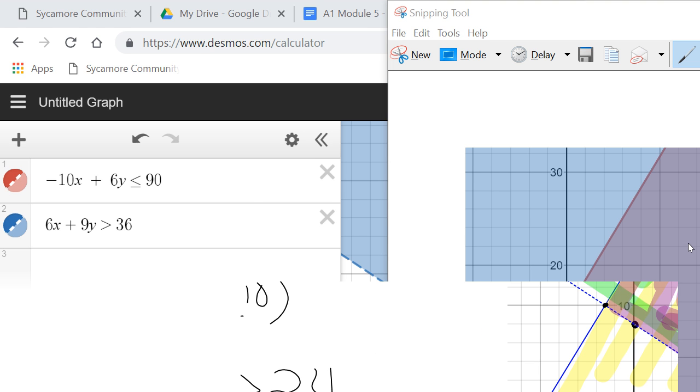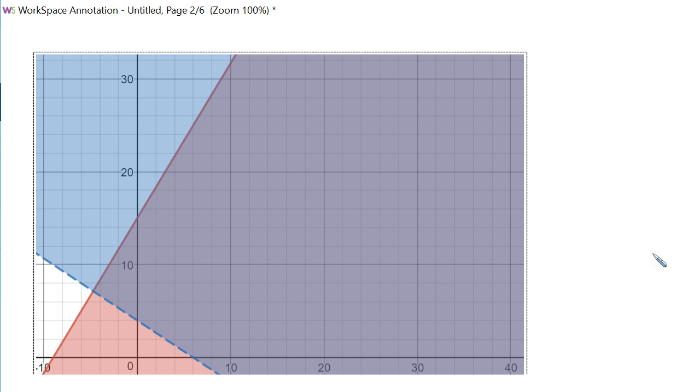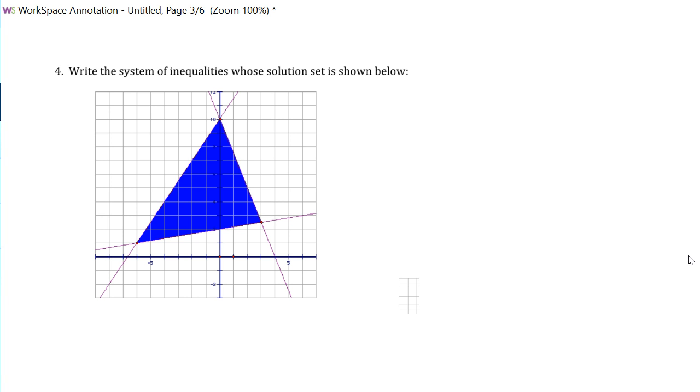And I'm just going to create a new page and graph it so that we can see it. So notice, the purple section is again the solution. We have one dotted line with a negative slope. We have a filled in line with a positive slope. So that's how we use technology to make our lives easier. It's not always the case, but it was in that one.